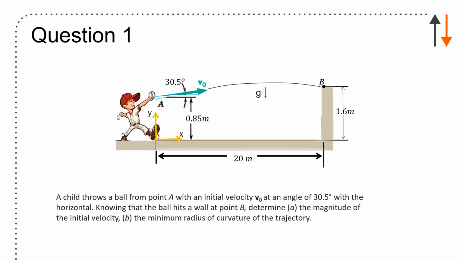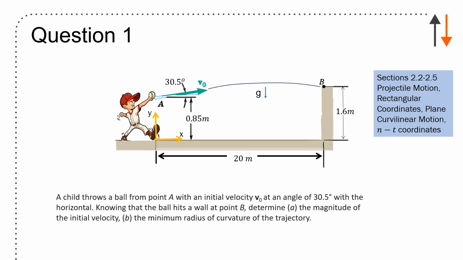So question 1, a child is throwing a ball and you're given the coordinates at point A where the yellow axes X and Y are placed. The angle that the child throws the ball is 30.5 degrees and it has an initial velocity V naught with the horizontal. Knowing the ball hits a wall at point B, determine the magnitude of the initial velocity and the minimum radius of curvature of the trajectory. So you have a lot of information there. You get the initial height at which the ball is thrown, the final height at which it touches the wall, and the distance between the thrower and the wall.